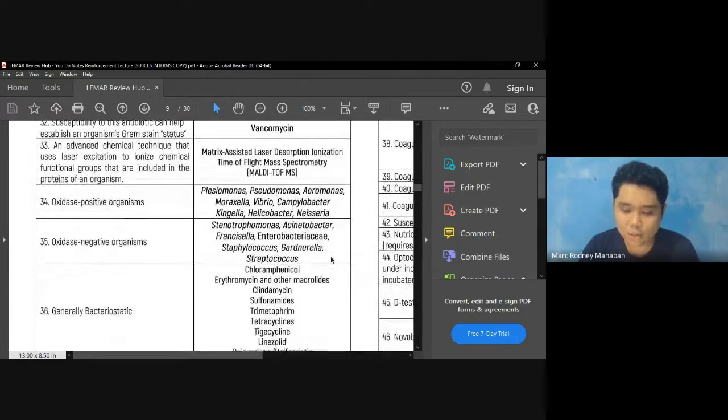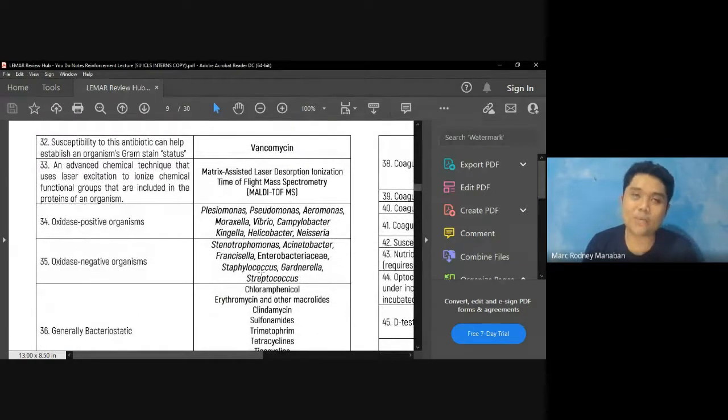Next, the susceptibility of an organism to an antibiotic can confirm an unknown gram stain status. Imagine you have a gram stain but you're not sure if it is gram positive or gram negative. You may subject the organism to this antibiotic. What is this antibiotic? Vancomycin. Because vancomycin is always active against gram positive organisms. Gram positive organisms are always susceptible to vancomycin. Gram negatives are resistant. That's why, if the gram stain is unclear and the organism is susceptible to vancomycin, then most likely it is gram positive. And if it is resistant, then it is gram negative.